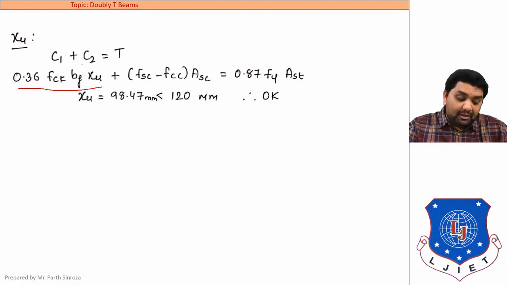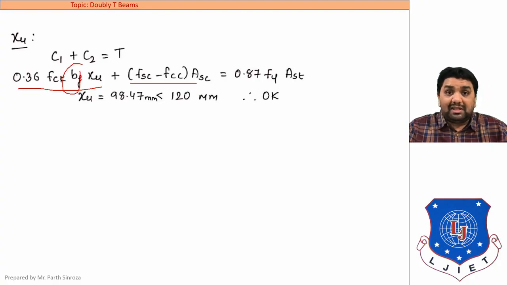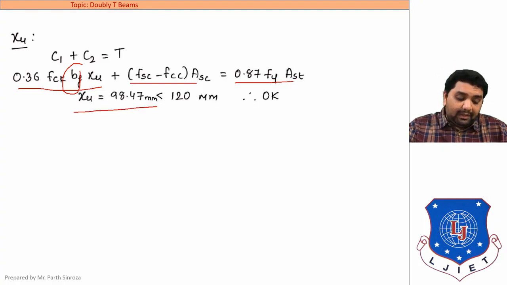As it is in the flange, the width will be considered as BF. C2 will be due to the presence of steel in compression, that will be FSC minus FCC into ASC, and this will be our RHS portion, that is the tension force. So equating it, we will be getting an answer for XU. XU comes out to be 98.47 mm.